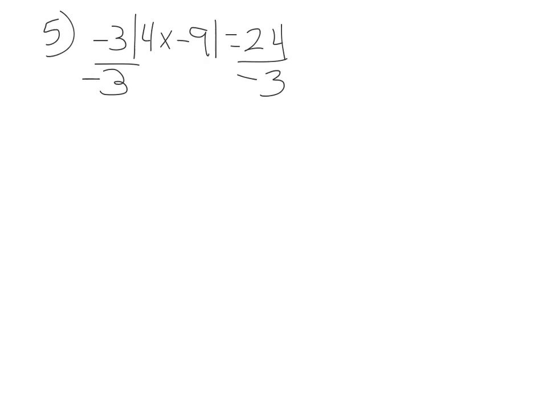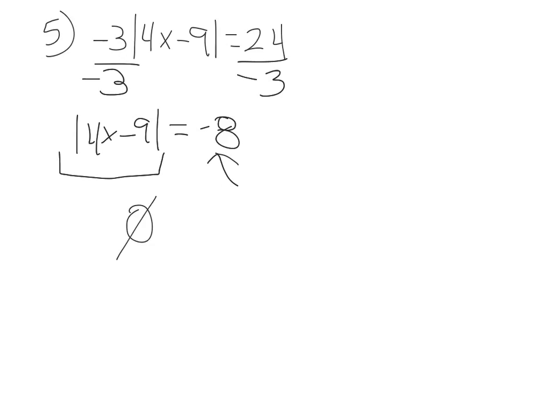Now I'm left with the absolute value of 4x minus 9 is equal to, and 24 divided by -3 is -8. All right, I can continue on, but according to the definition that was in the 1-4B notes, any absolute value cannot be equal to a negative number. It can be positive or 0, but not a negative number. So without any more work, I can go straight to this answer: empty set.